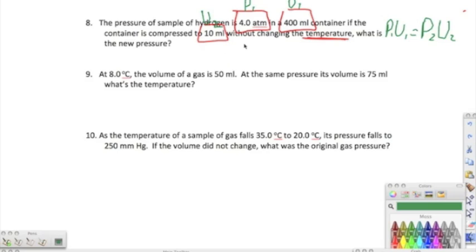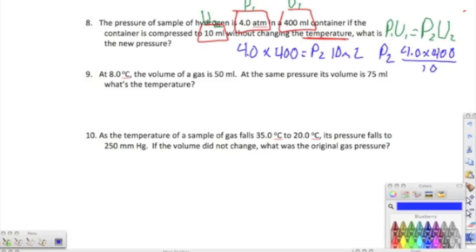So we set everything up where we have 4 times 400, which equals our P2, which we're looking for, times our V2, which is 10 milliliters. How do we get P2 by itself? We divide by the 10 milliliters. So P2 equals 4.0 times 400, all divided by 10, and we should get an answer right around 160. And that would be our unit in pressure, which would be atmospheres.